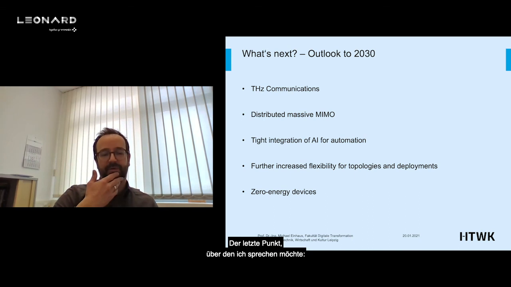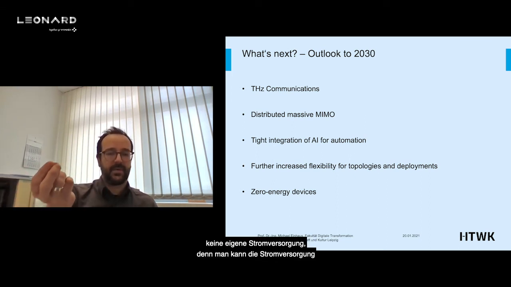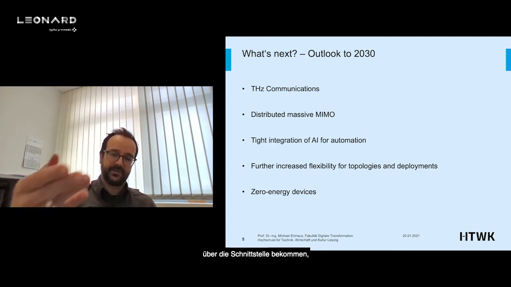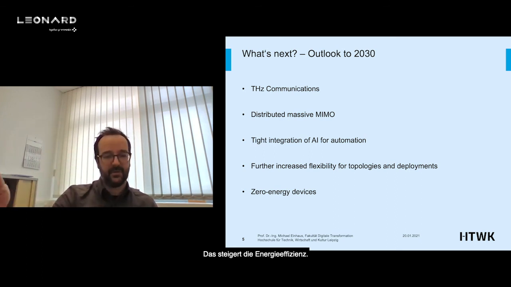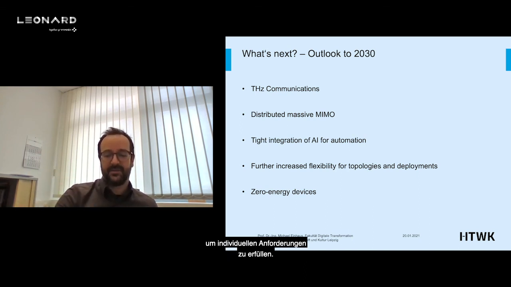And the last point I want to put here is called zero energy devices. In the future, you will have devices like sensors. They don't need their own power supply because they can get the power over the air interface. So you trigger them and you get a response, in order to improve the energy efficiency of the whole system. So there's a lot to do. We're basically just at the start, understanding the set of features we have now, the tools, and we have to learn how to use them in the most efficient way to meet the individual demands.